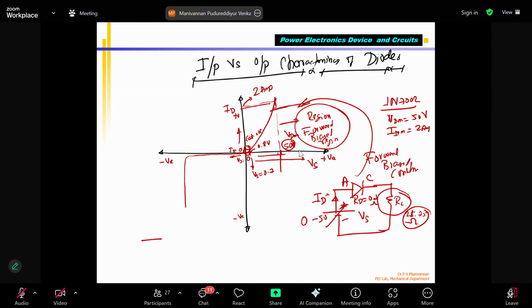Instead of that, reverse biasing is like this. Positive voltage is applied here, this is my load resistance, and this is my diode. This is my cathode and this is my anode. The battery positive is connected to the cathode, and the negative is connected to the anode through the load resistance. The only change is that the diode polarity is reversed. The anode is connected to negative. This is called the reverse bias condition.